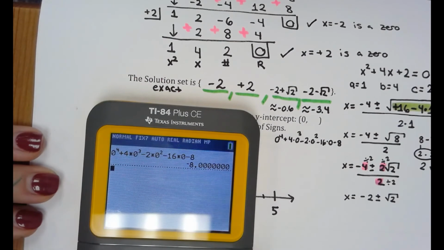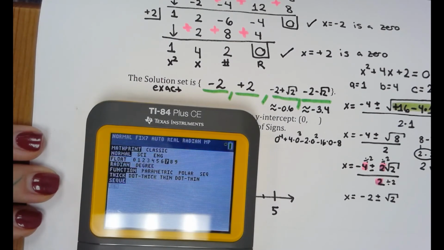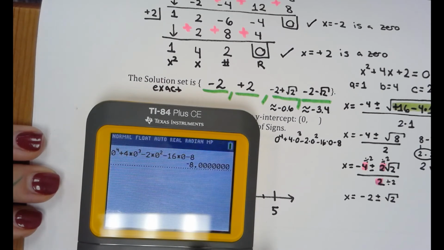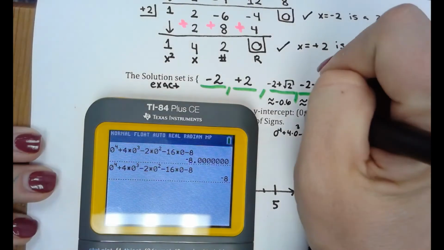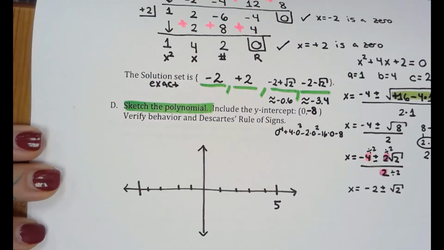It looks like my decimals are not on float, so I'm going to float those right now. I was on 7 for some reason. Okay, so I get negative 8. So our y-intercept we're going to make sure we put down at negative 8.